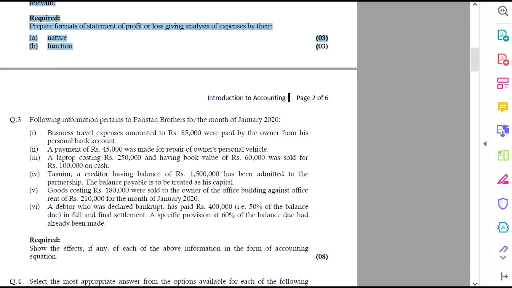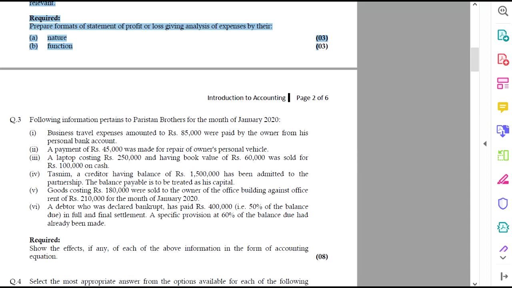Question number 3, which belongs to accounting equation. The following information pertains to Palestine Brothers for the month of January 2020. Business travel expenses amounting to $85,000 were paid by the owner from his personal bank account. Payment of $45,000 was made for repair of the owner's personal vehicle. A laptop costing $50,000 and having a book value of $60,000 was sold for $100,000 on cash.